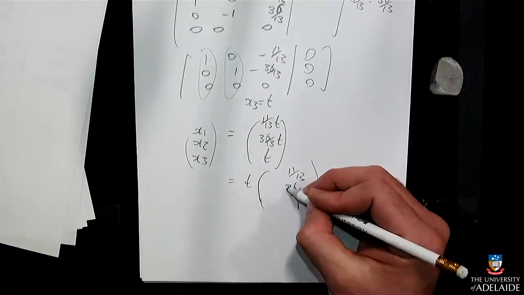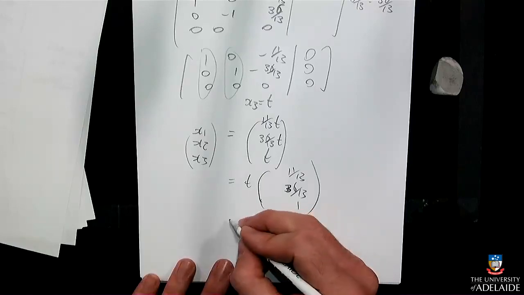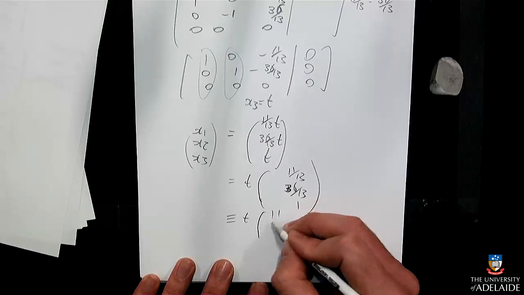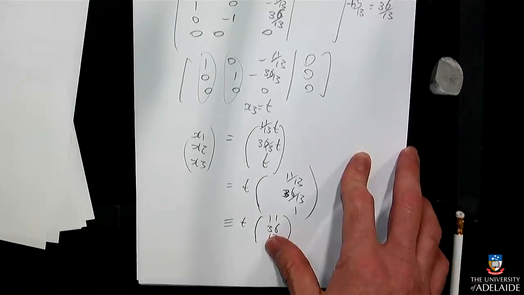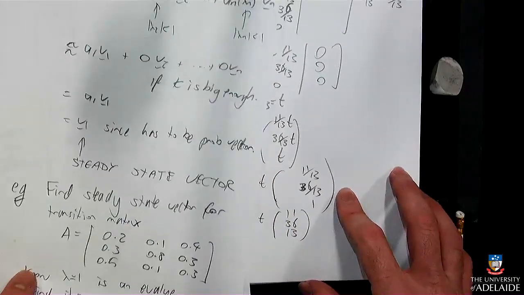Okay. And any multiple of this would be an eigenvector as well. So I'm just going to say that's equivalent to having 11, 36, and 13, multiplying everything by 13, because any multiple of that's an eigenvector too. So I just want to check if this actually really is an eigenvector to make sure I've done my working correctly. So I'm going to go back to my original matrix and multiply it by this and see what I get.